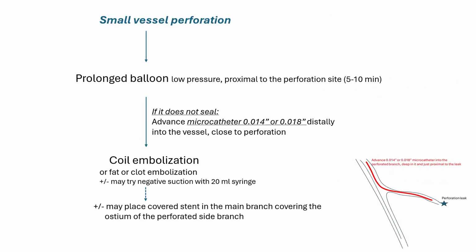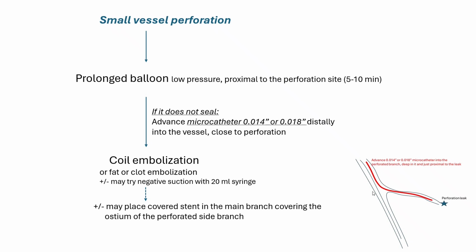Now, specifically, small vessel perforation, here are the steps. One, you do prolonged balloon inflation at low pressure proximal to the perforation site for 5 to 10 minutes. In side branch distal small vessel perforation, you can inflate the balloon in the side branch, or you can inflate the balloon in the main branch across the ostium of that side branch. If that perforation does not seal with prolonged balloon inflation, and it frequently does in small vessel perforation, it frequently seals with prolonged balloon inflation.